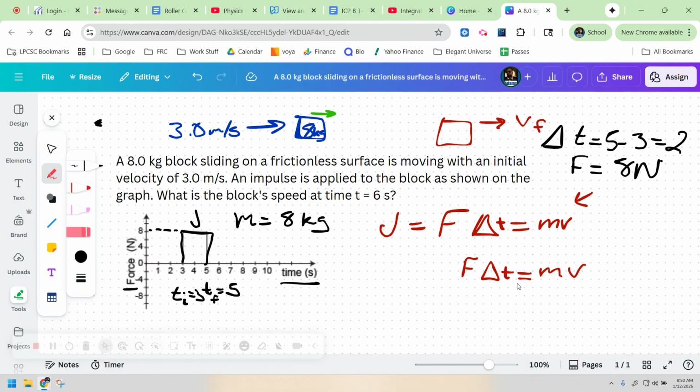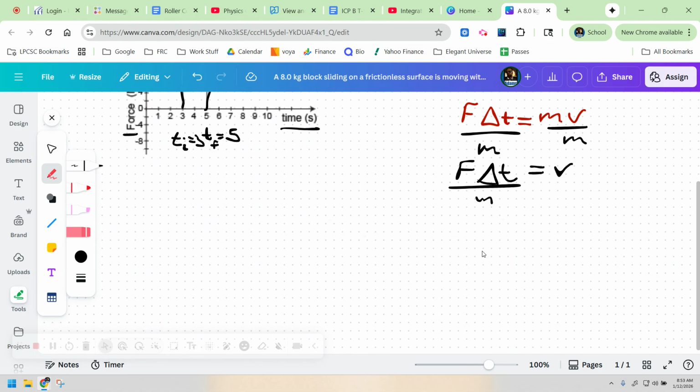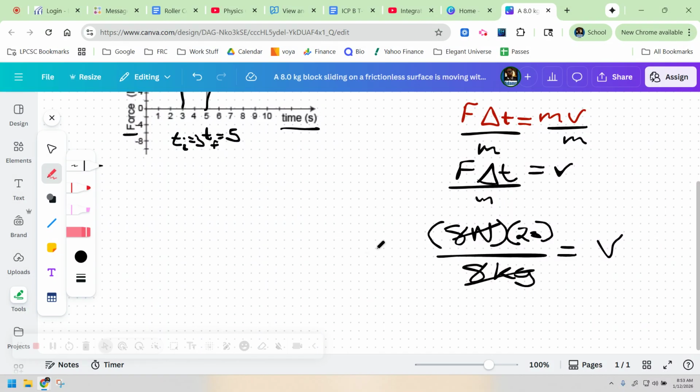So I have the force, the time, the mass, and I'm solving for the velocity. So what I'm going to do is take this formula. I want to figure out the velocity, and this is just the velocity increase during the impulse, right? So to find that velocity increase, I'm going to take the force times the time and then divide it by the mass. In other words, I'm going to take 8 newtons and multiply that by 2 seconds and divide by 8 kilograms. And that'll give me my velocity. Well, 8 divided by 8 cancels out, so I really end up with 2 meters per second.